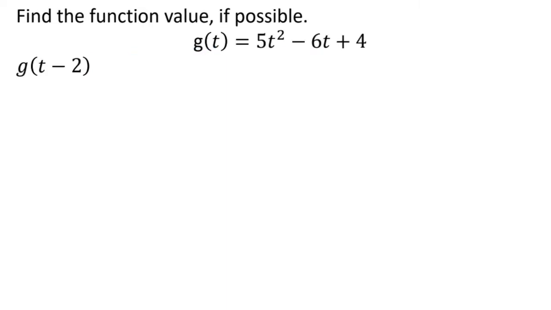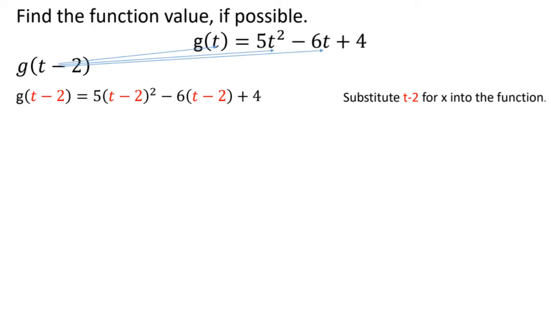All right, let's do a little bit more complicated one. Uh-oh, we're going to have to do FOIL on this one. All right, again, we want to evaluate this function, g of t equals 5t squared minus 6t plus 4, for this input value, t minus 2. So again, everywhere I see t, I'm going to replace it with t minus 2. All right, let's go ahead and do that.